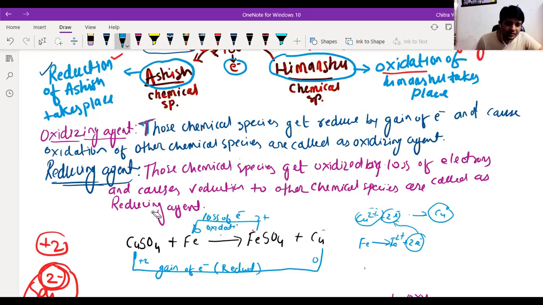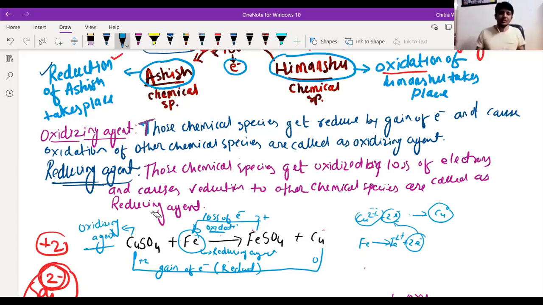So due to ferrous, copper is getting reduced. That's why ferrous is acting as a reducing agent. Whereas due to copper, ferrous is getting oxidized. That means copper is acting as an oxidizing agent. So this is the basic difference between oxidizing and reducing agent. Understood, Himanshu?